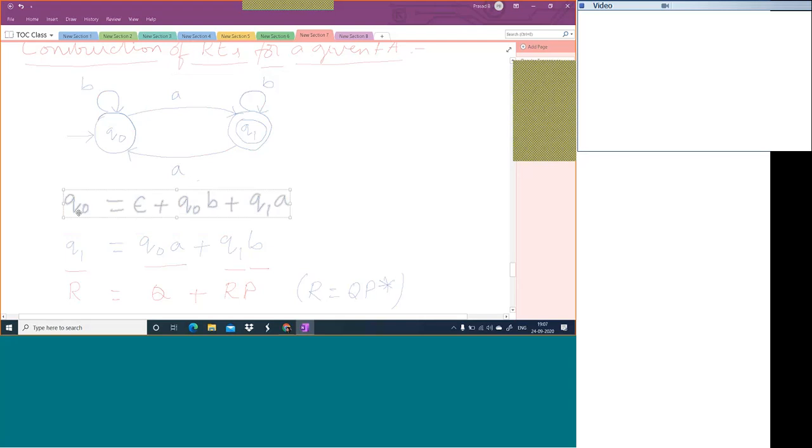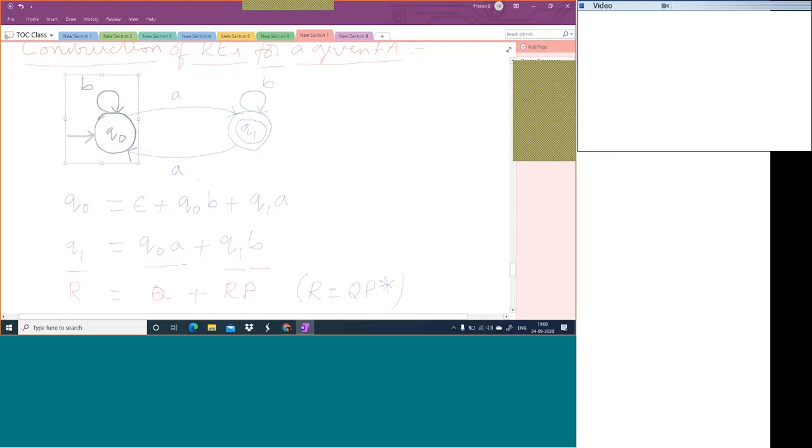Now, first I will write the equation for Q0. Just look at this Q0. How many arrows are reaching towards it? This is one from outside, this is second one, and this is third one. So there are three arrows reaching towards Q0. One is from outside, the second one is from itself. This edge is coming from Q0 only, and this edge is coming from Q1. You understand?